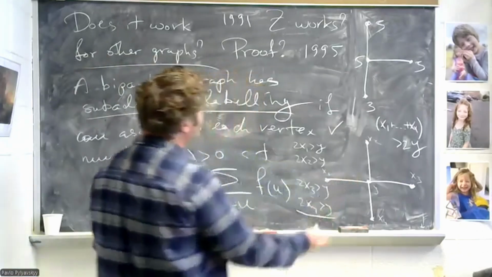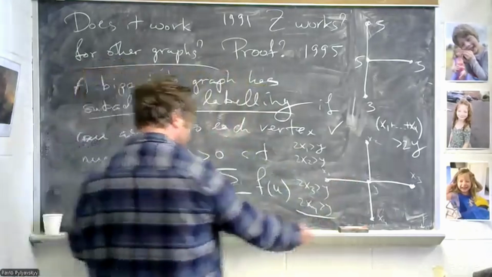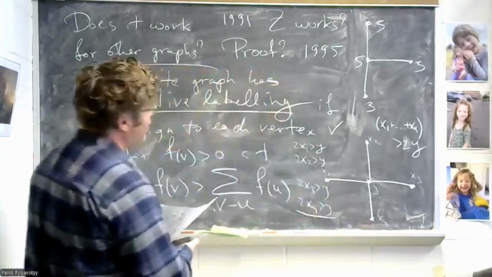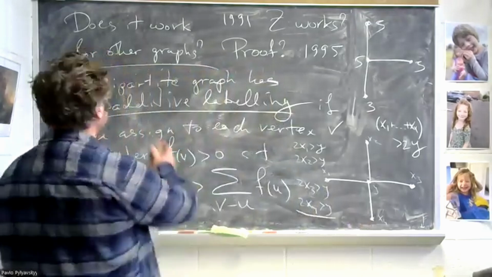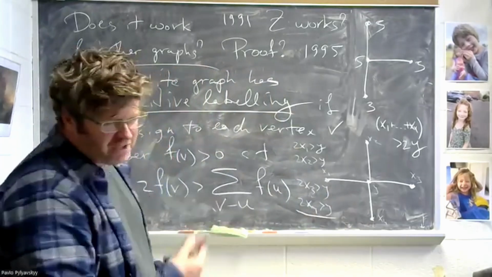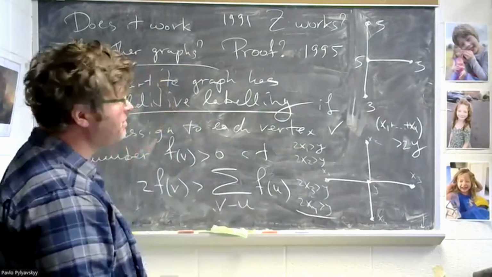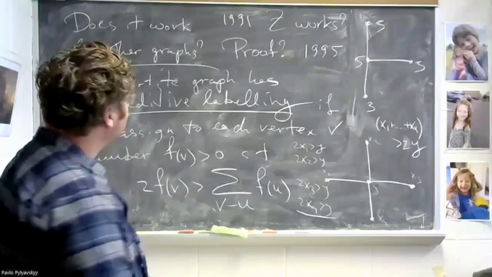And now you can probably guess where it's going. The theorem proved by my coauthor Pavel Galashin and me is that to have the Zamolodchikov periodicity, to have this property, a bipartite graph must have a subadditive labeling.